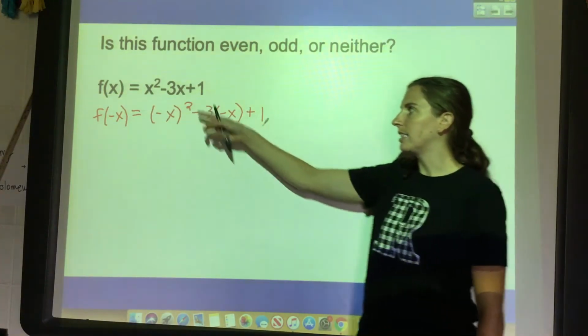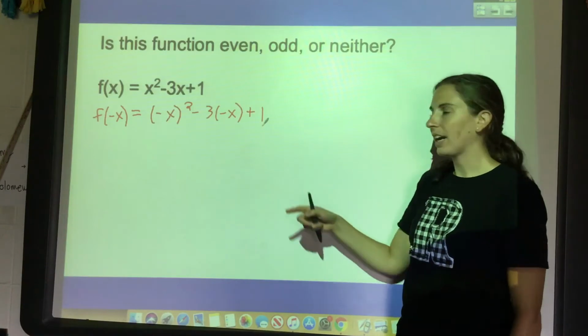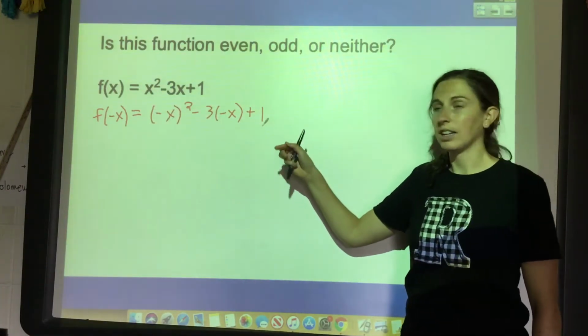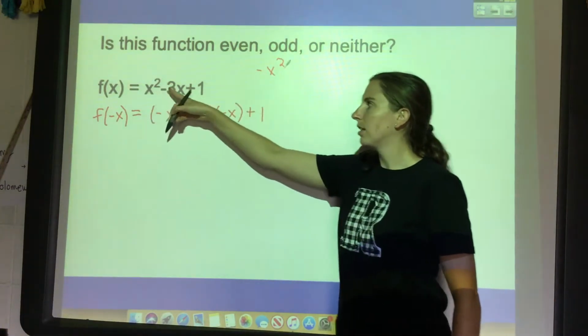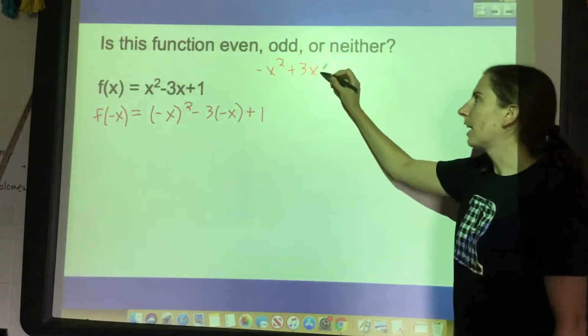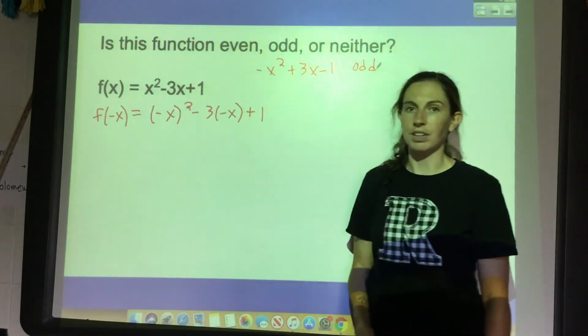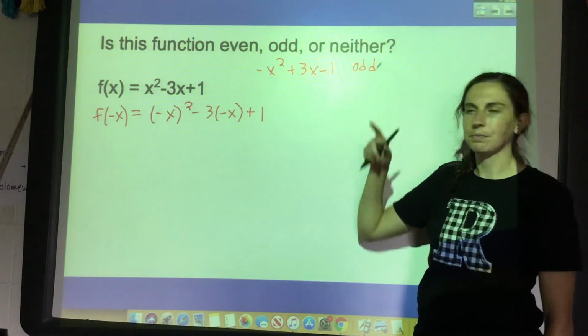If I get out exactly what I started with, it's even. If I get out the complete negative version of this, it's odd. That would mean it has to be negative x squared and positive 3x and negative 1. Like if this happens, it's odd. If I get back to this, it's even. And if neither of those things happen, it's a neither.